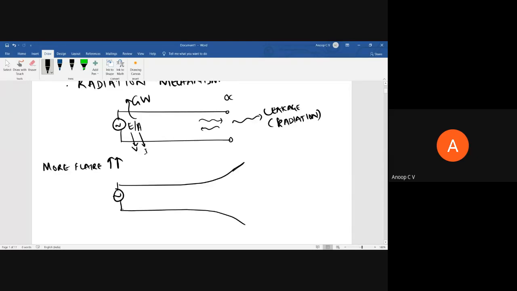More will be the radiation, right? Radiation will be more. This is what we have seen, and this radiation is maximum when the flare angle is 180 degrees. When it is 180 degrees, we get maximum radiation. That is the case of thin linear antennas, a dipole antenna or half wave monopole or whatever it is. It belongs to that category, right?